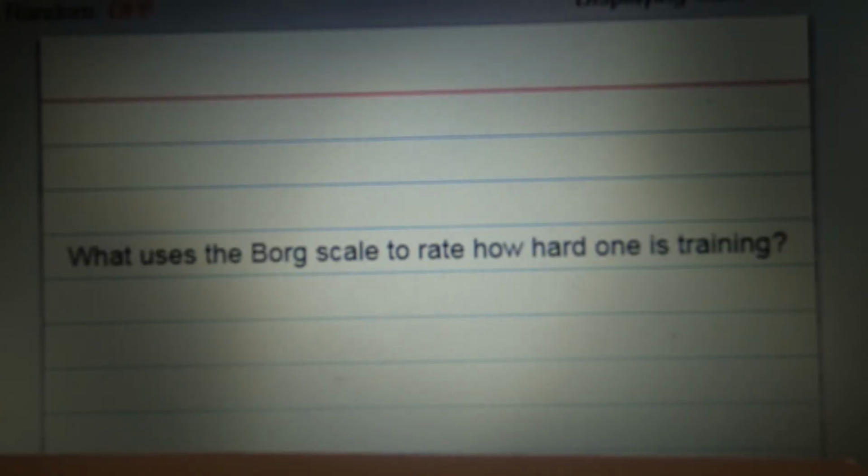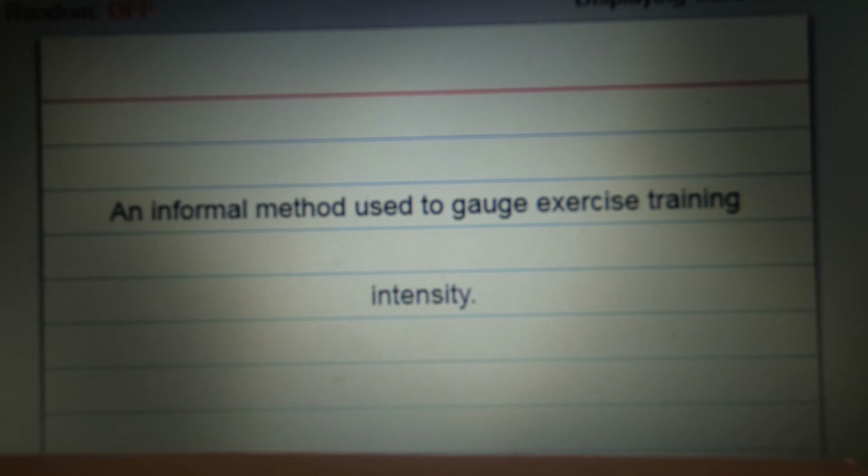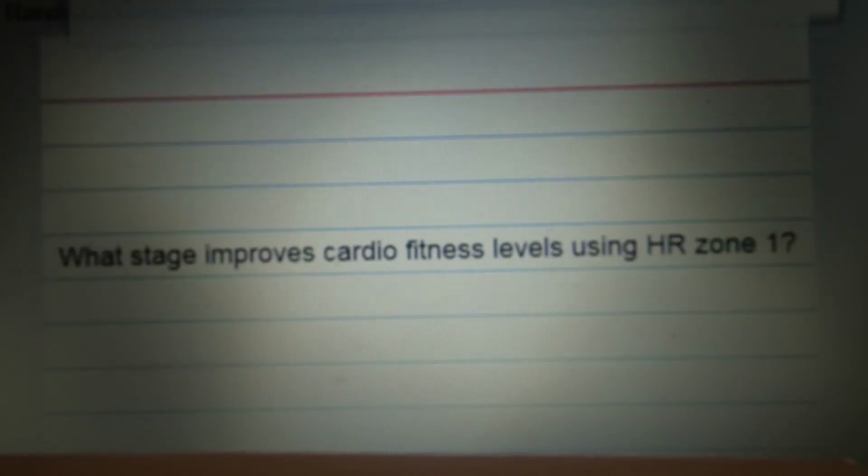The level of demand that an activity places on the body. Intensity. What uses the Borg scale to rate how hard one is training? Rating of perceived exertion, RPE. An informal method used to gauge exercise training intensity. Talk test.